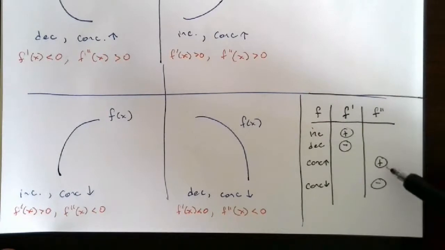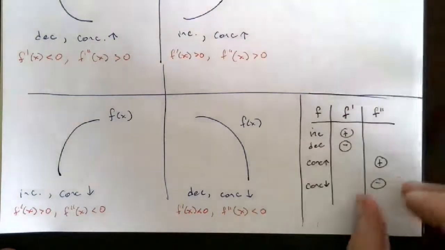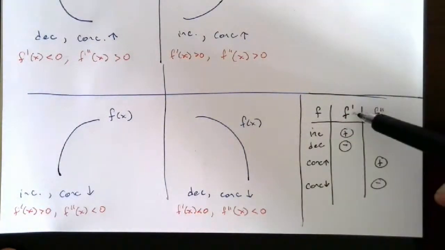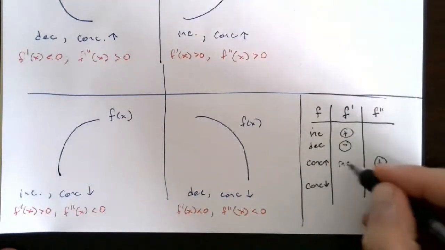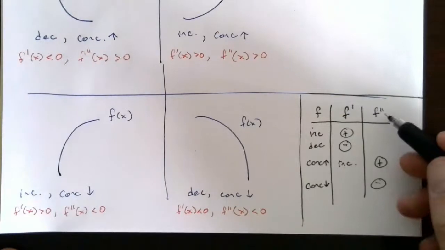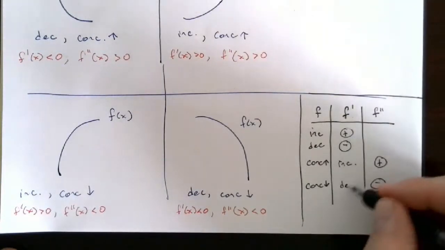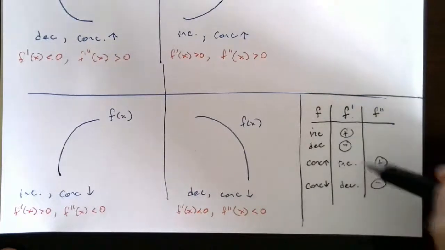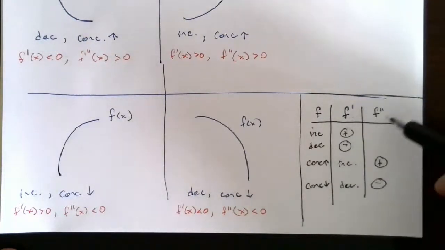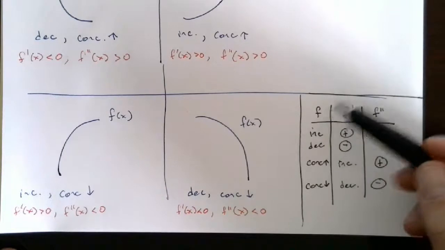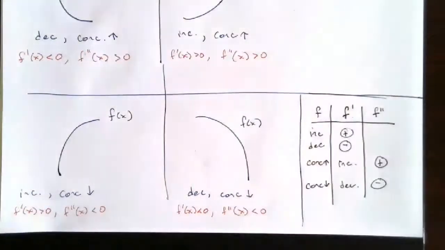If f double prime is positive, we kind of just shift this whole thing over one. So f double prime is the derivative of f prime. So if f double prime is positive, it also tells me the graph of f prime would be increasing. For f double prime being negative, it would tell me the graph of f prime is decreasing. Essentially, I'm just shifting this over to these two because f double prime is the derivative of f prime in the same way that f prime is the derivative of f.